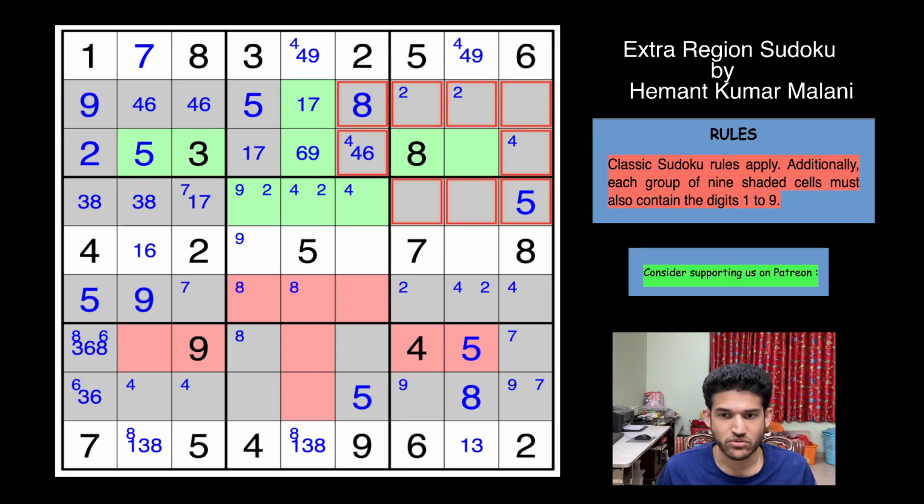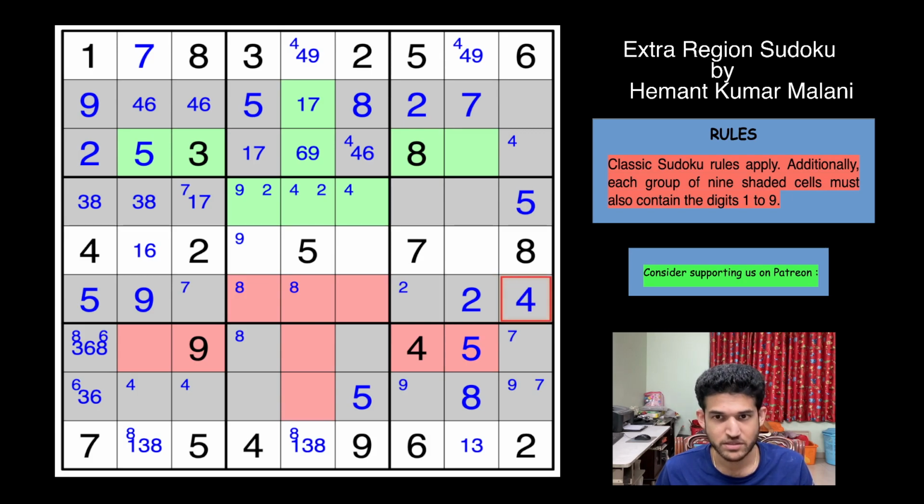Where does the 7 go? We already have a corner pencil mark of 7 here. 7 is not here, 7 is not here, 7 is not here. So just one cell left for the 7. 7 has to go here, that becomes 2. And that forces 2 in this domino. 2 goes here, which forces 4 in here. And that forces 4 into these 2 cells. We have made a corner right at the start.